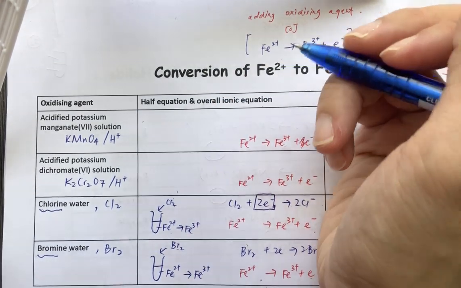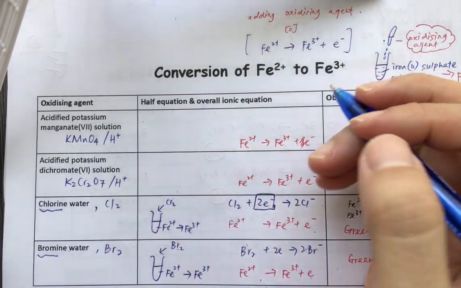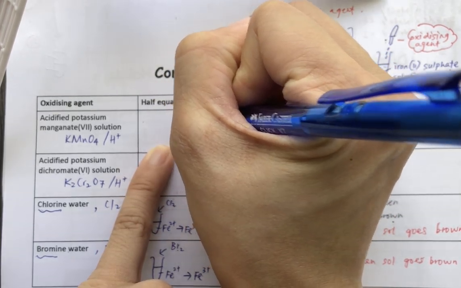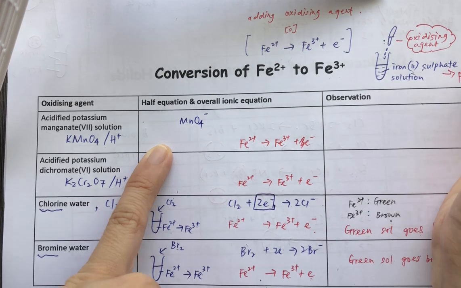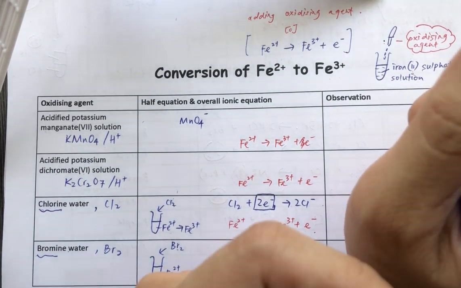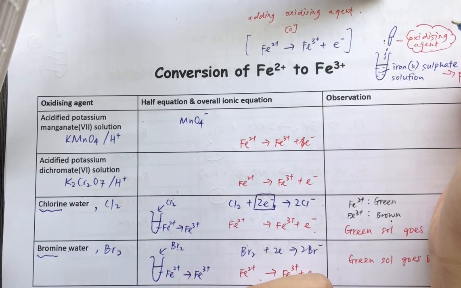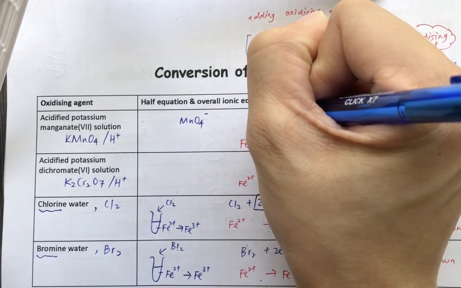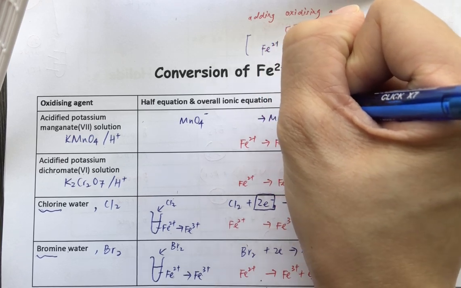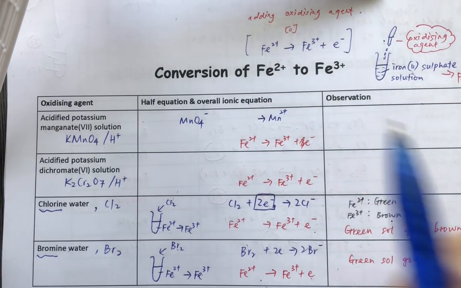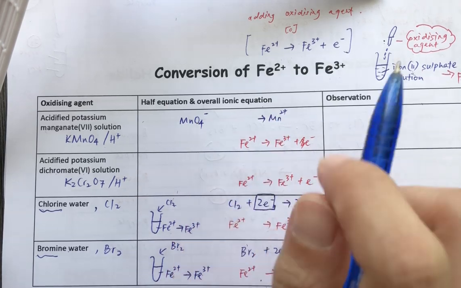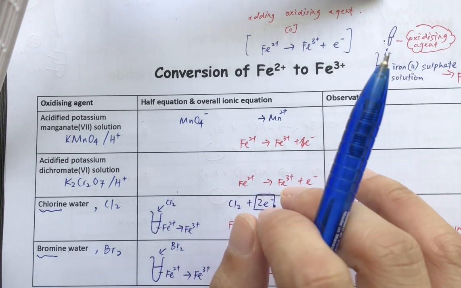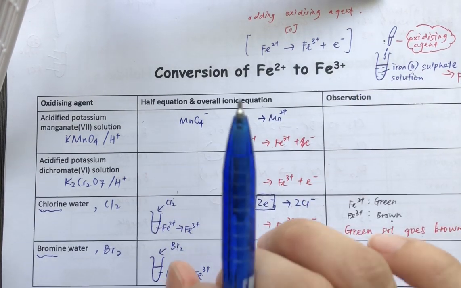So how am I supposed to write the half equation for my manganate? Very simple. My manganate ion is MnO4 minus. Now you need to memorize something: the MnO4 minus will end up becoming Mn2 plus. This is something you have to memorize. Manganate 7 becomes Mn2 plus. Memorize this. After that, just do balancing.